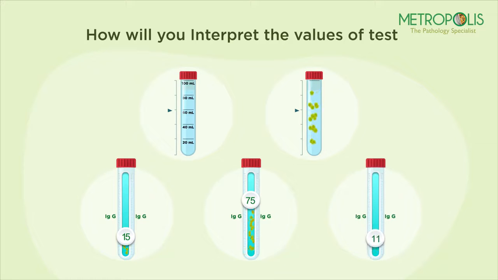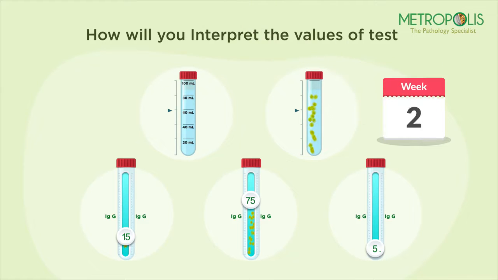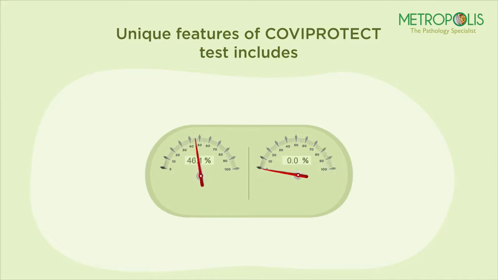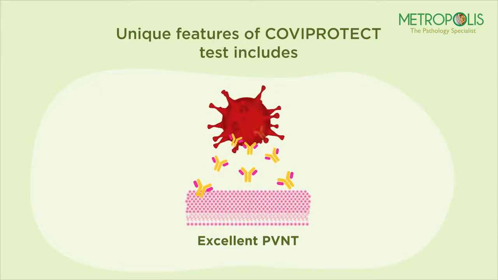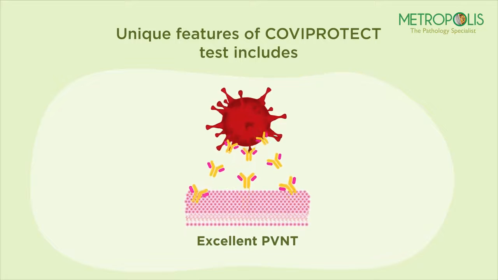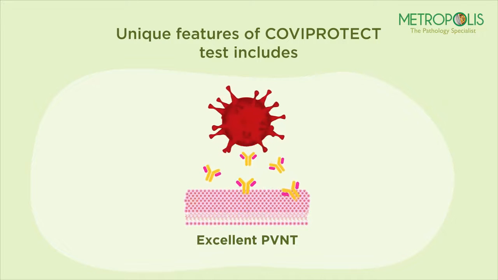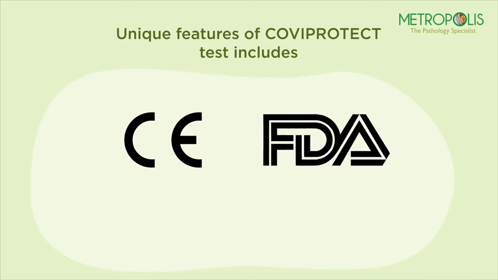Values at cutoff may be equivocal and a second sample should be collected, preferably between 2 to 3 weeks after the first test. Unique features of the COVIPROTECT test include a highly sensitive, 98.8%, and specific, 99.5%, assay, with excellent positive agreement rate to neutralizing antibodies PVNT, which protect against future infection with SARS-CoV-2. Approved by regulatory bodies like CE and US FDA as emergency use authorization.